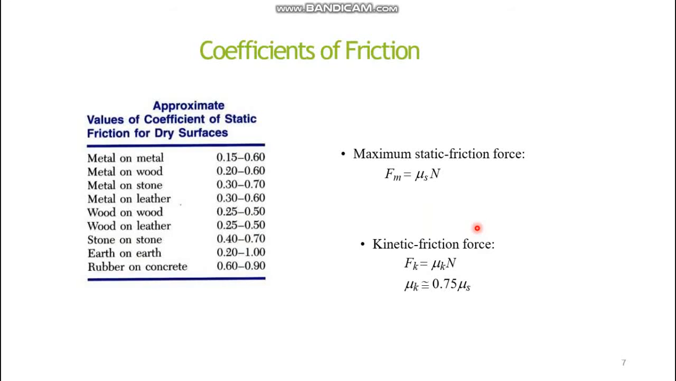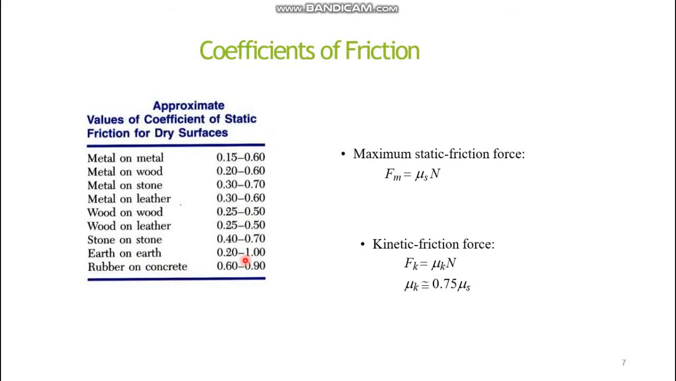These are some coefficients of friction. You can see the approximate values of the coefficient of static friction for dry surfaces are different for different kinds of material, like metal on metal, metal on wood, metal on stone. The values are different for each case. For example, in the case of metal on metal, the value is 0.15 to 0.60. In the case of metal on wood, it's 0.20 to 0.60, and so on. Stone on stone is 0.40 to 0.70. Earth on earth is 0.20 to 1.0.